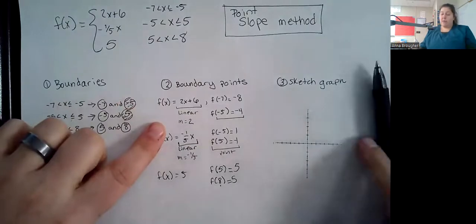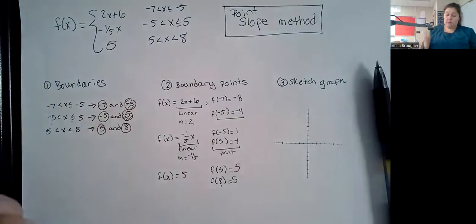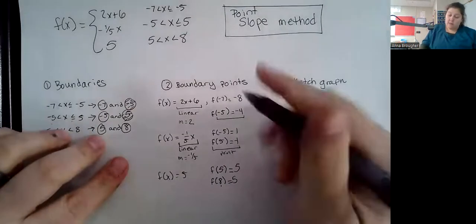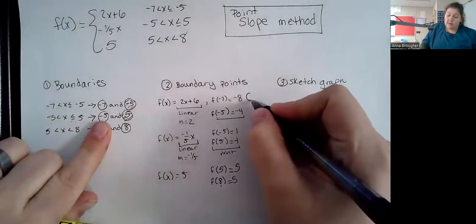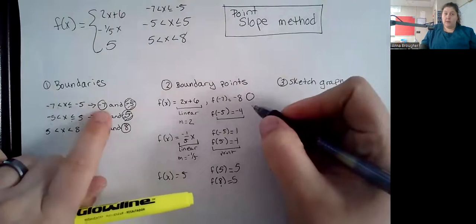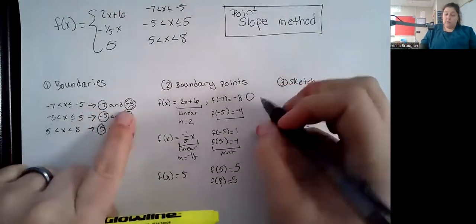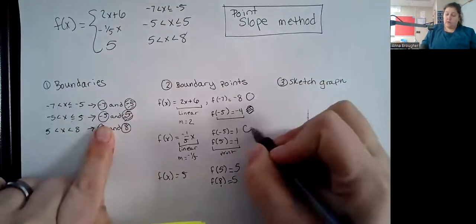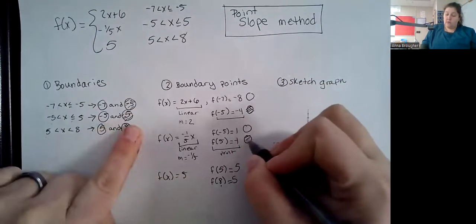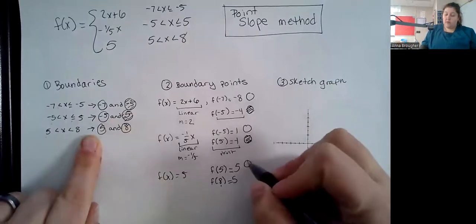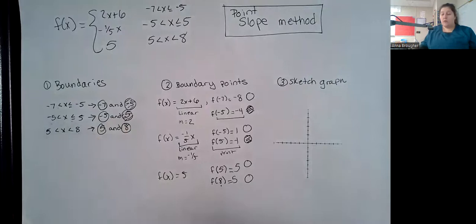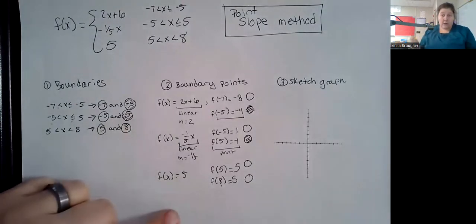My boundary points, -7, -8 is open because the domain was open. This one is closed. Open, closed, open, open. This helps me know where to put my points and how they're going to look.